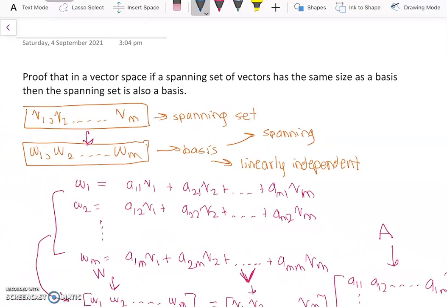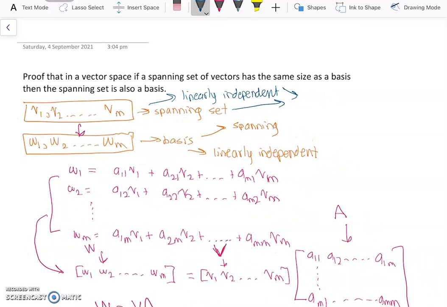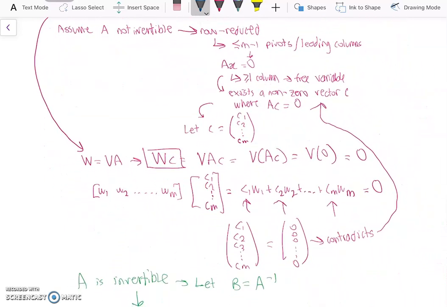Okay, so now we can add linearly independent here. And it follows that since the V's are linearly independent and a spanning set, this is a basis. So this successfully proves that if you have a spanning set the same size as a basis, then the spanning set itself is also a basis. Okay, so that concludes this proof.